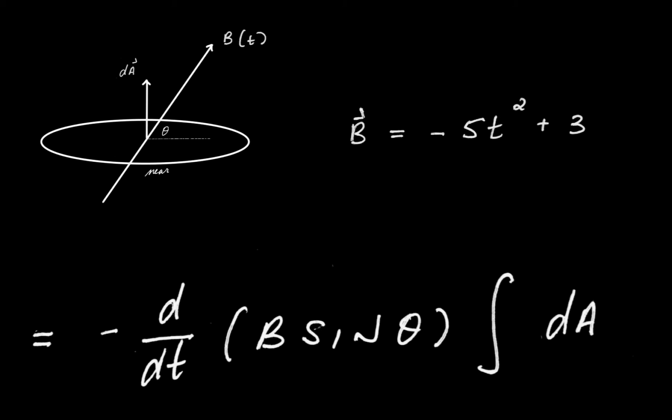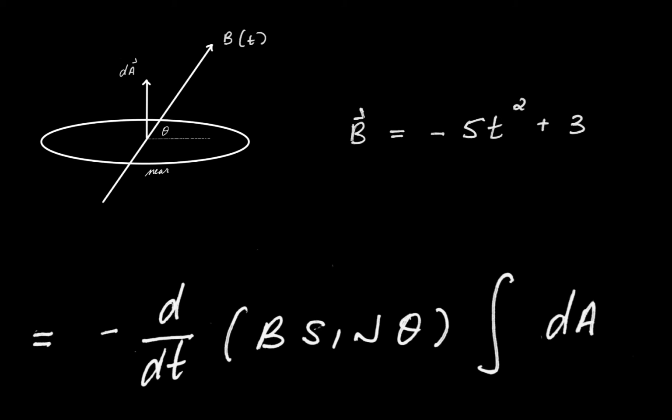The magnetic field times the sine of theta. Both are constants with respect to area, times the integral of the differential of area. Well, that got simple real quick. What do I get when I integrate over the area of the circular loop? The entire area of the loop.